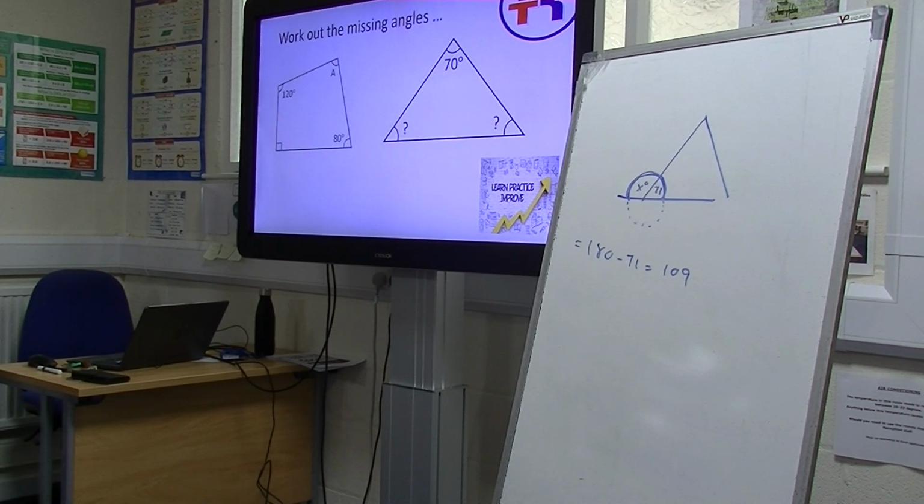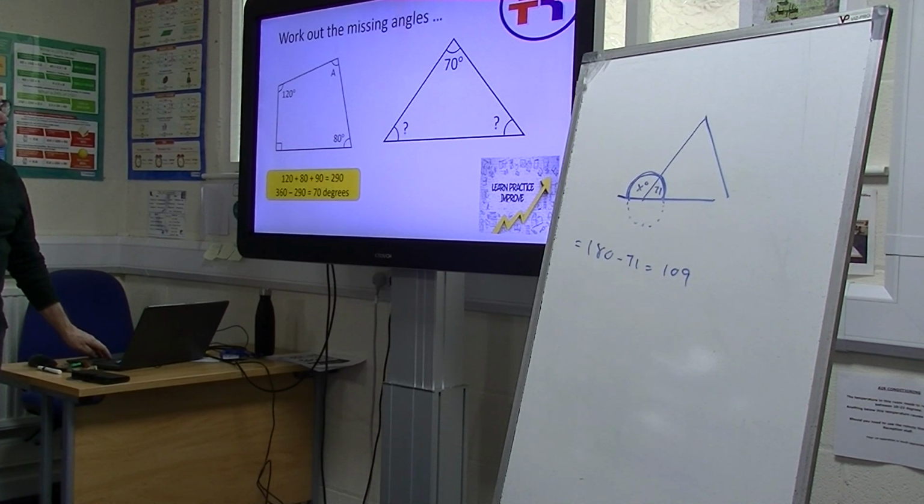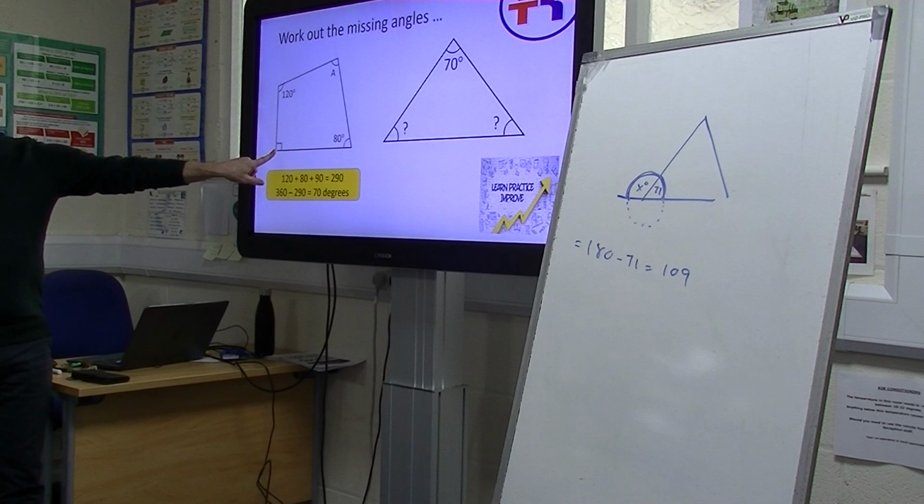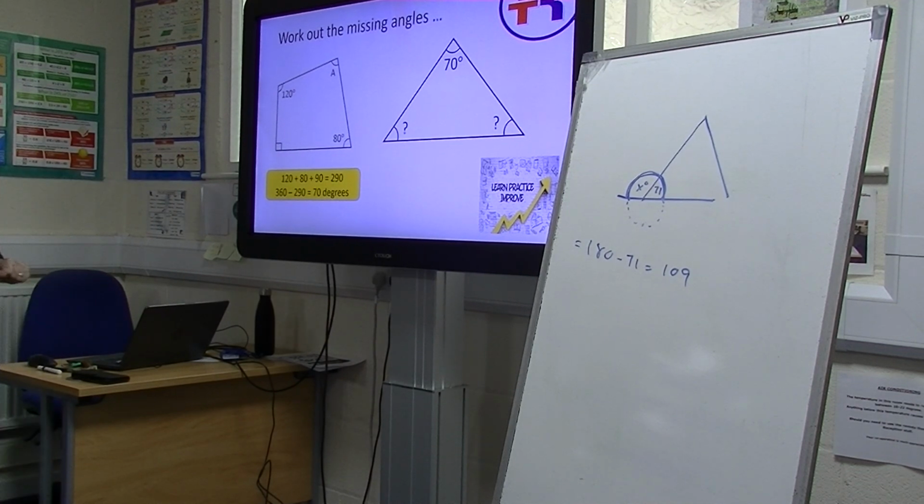Work out the missing angles. A, what's A? 70 degrees, yeah. 120 plus 80 plus 90. There wasn't a number there, but that little square box means it's 90 degrees. Now then, two angles to work out for this particular triangle there. But what does that mean?